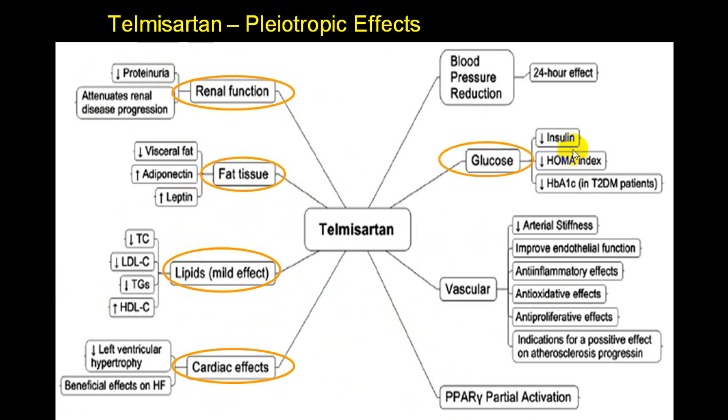It also helps in reducing insulin resistance, reduction in the HOMA index, and reduction in HbA1c. So it is also helpful in diabetes mellitus. It has an effect on decreasing arterial stiffness, so it reduces the peripheral vascular resistance also. So this is also one additional pleiotropic effect.